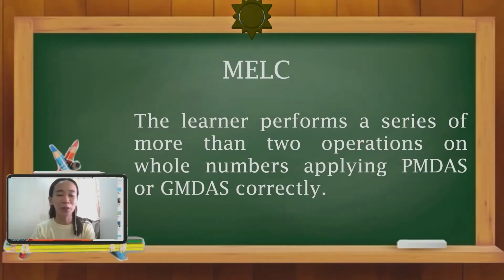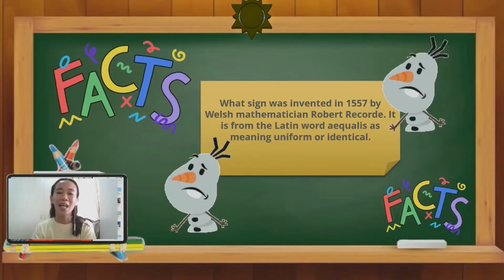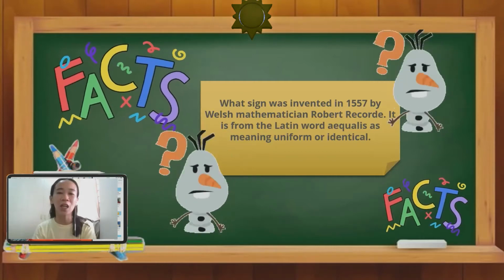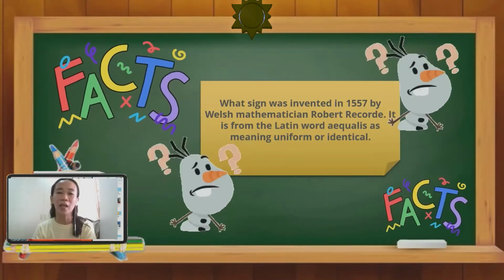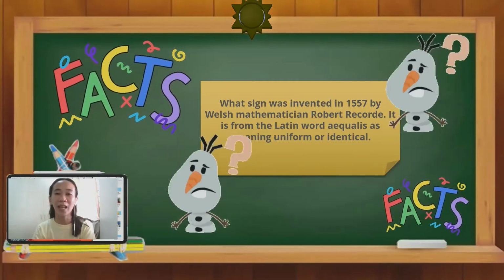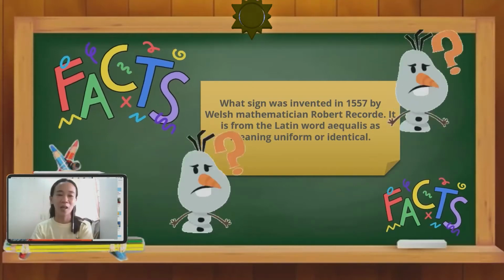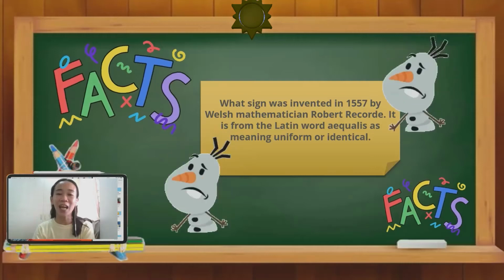Okay, before we proceed to our topic, let us have some trivia! What sign was invented in 1557 by Welsh mathematician Robert Recorde? It is from the Latin word aequalis, meaning uniform or identical. Do you already have your answer, Guadans? We are going to answer this trivia at the last part of our video. Come on, let's go back to our topic.